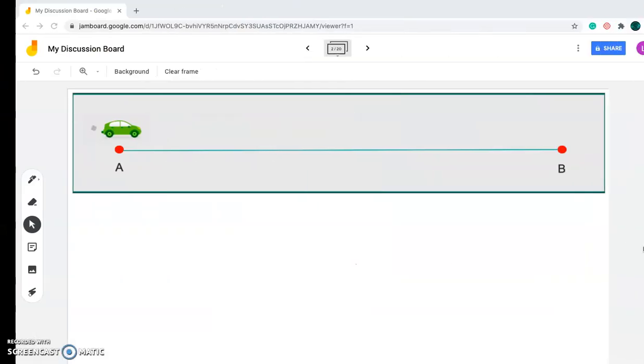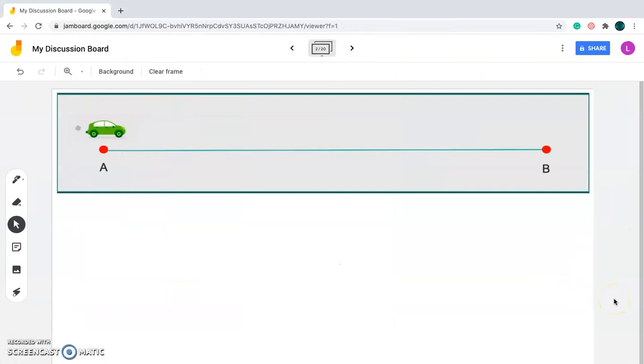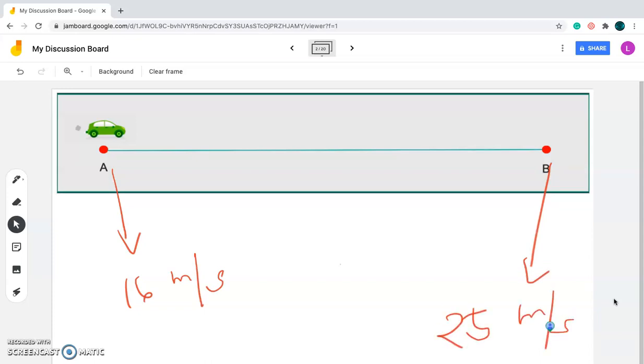The initial velocity may not always be 0 in a given physics problem, okay? Why? Simply because some physics problems would start talking about events that happen in the middle of the car's journey. For example, a physics problem might say, a car is moving at 16 meters per second, and at some later time, it reached 25 meters per second. It can be something like that.